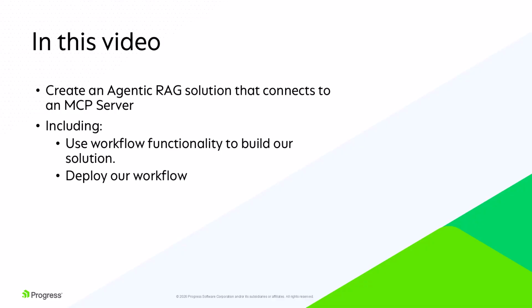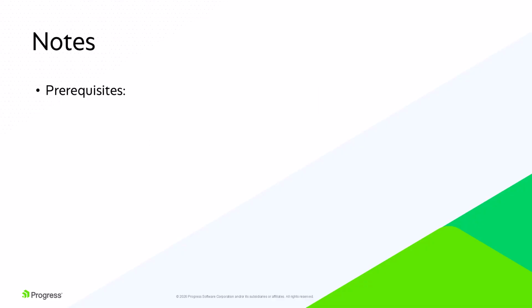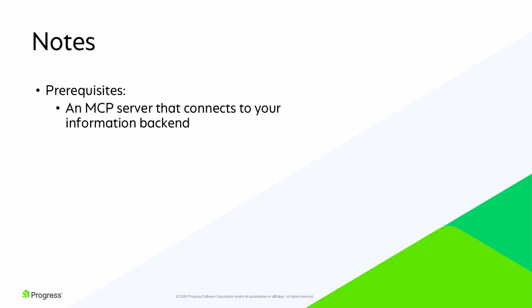But first, let's discuss a couple notes. When creating an agentic RAG solution like the one in this video, you will need access to an MCP server that connects to your backend data, and configure an MCP source in Progress Agentic RAG. Refer to the Progress Agentic RAG documentation for more information on creating an MCP source.